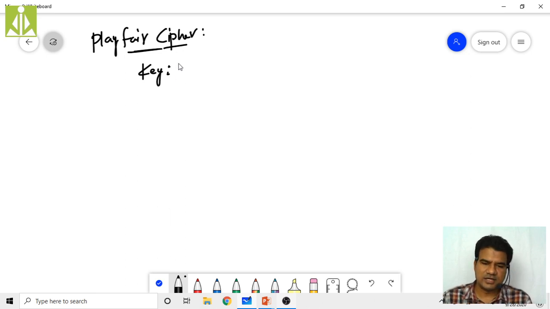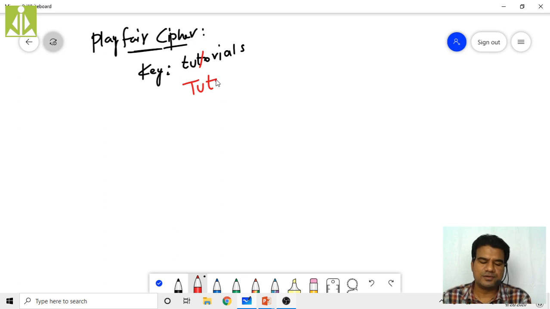So here we'll assume the key as tutorial. It is a word, isn't it? This is my key. Which character is getting repeated over here? T is getting repeated. So what I have to do is remove that second T and form the key. So now my key is TUORIAL, without any repetition of characters.